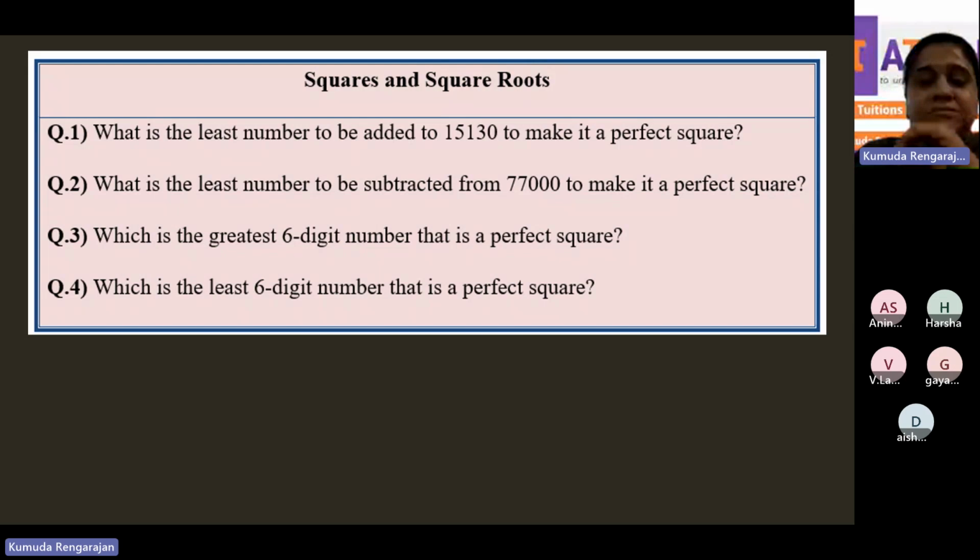Children, take down the first question and find the square root of the number 15,130. To find the least number to be added or subtracted, you need some remainder. And that remainder can be obtained only in the long division method. So you have to use the long division method here.